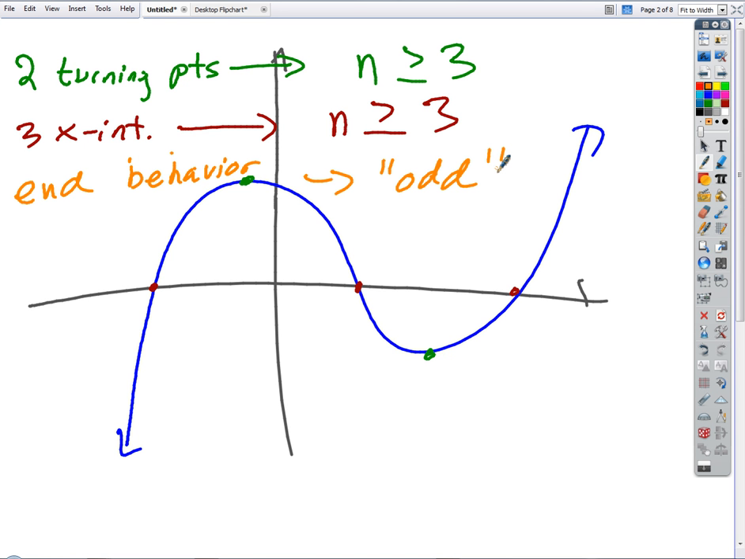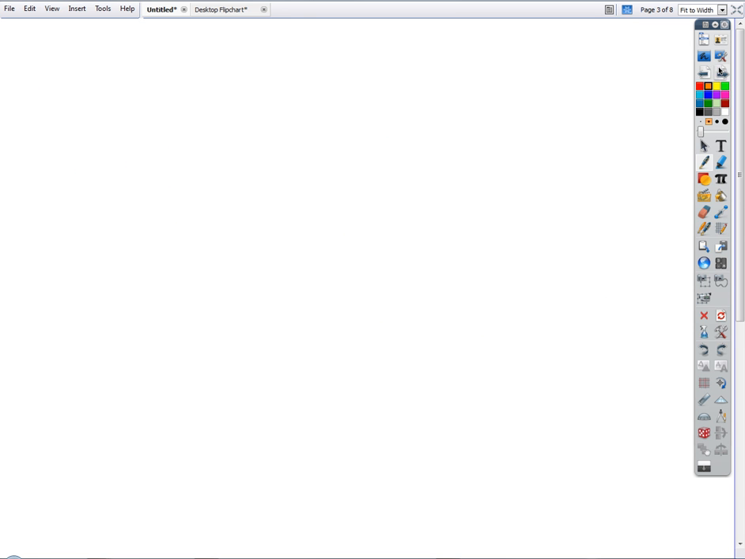Make sense? So go ahead. 3, because 3 is the smallest degree. 3 is the smallest degree it could be. Yep. Okay, questions? Seem pretty straightforward? Yes. Okay, I'm going to do another one. I'm going to try to trick you.